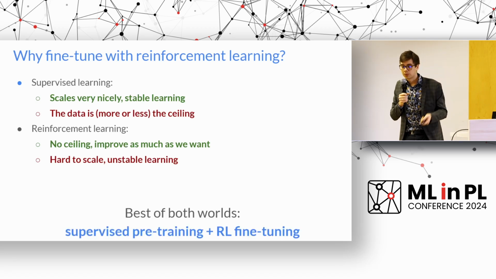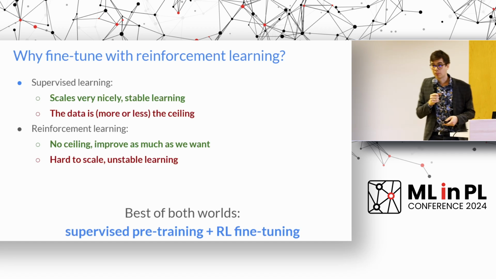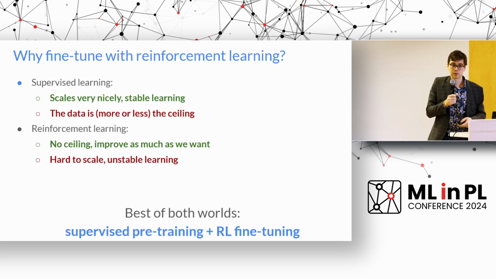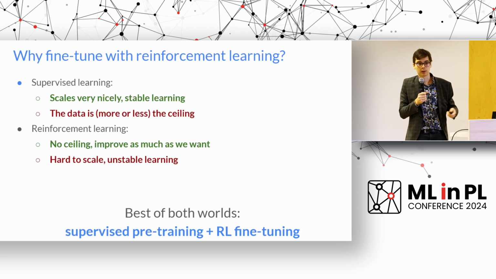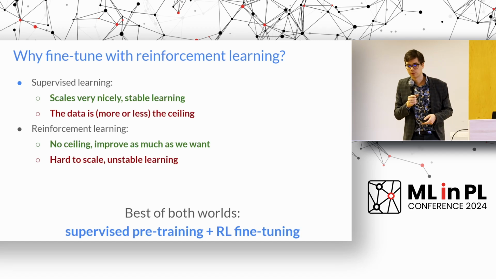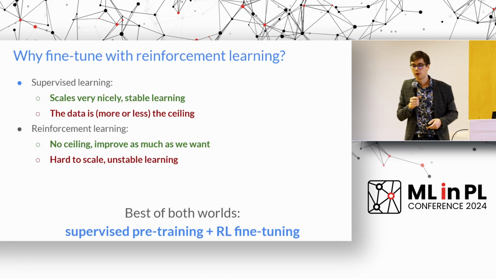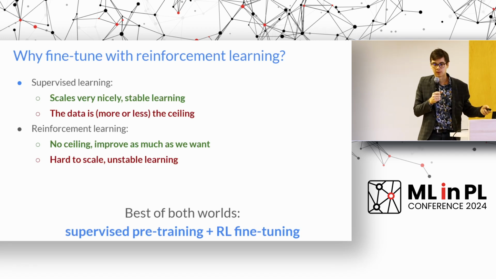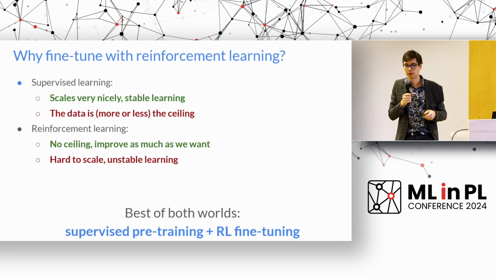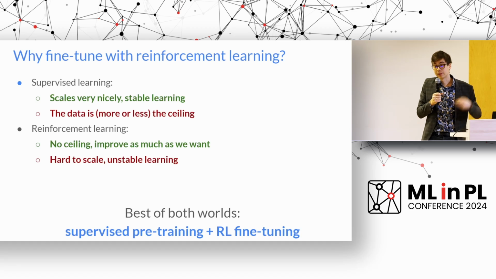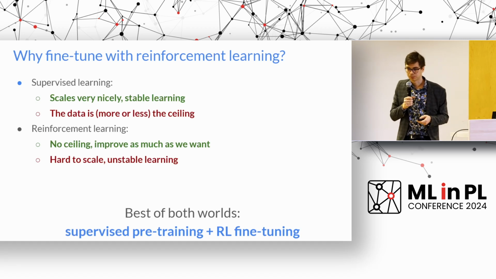So one possible idea to try to get the best of both worlds here would be to start with supervised pre-training, which we know can scale up very, very well, and then fine-tune such models with RL fine-tuning, right? So we get both nice scaling properties in pre-training and then this endless improvement in fine-tuning.